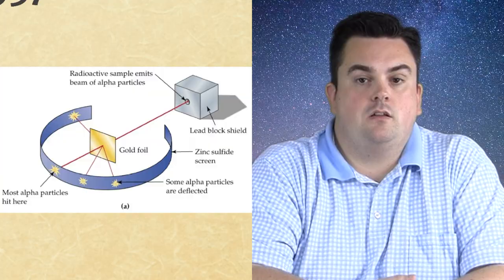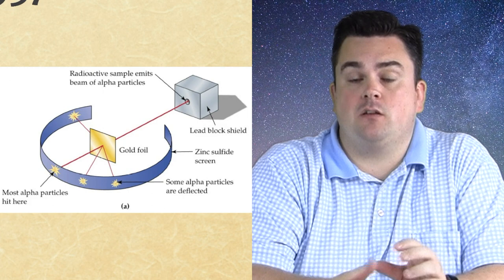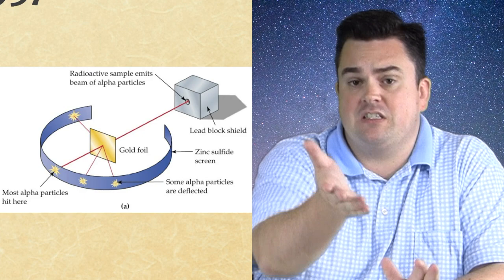So if you take a look at this diagram setup here, we have the box that contains our radioactive source of alpha particles. Now those alpha particles are being shot through a very small opening in that box. This kind of makes a particle beam. Now Rutherford took that beam and he aimed it at a very thin sheet of gold foil, which you can see right in the middle.